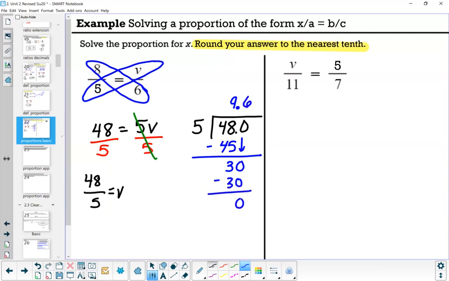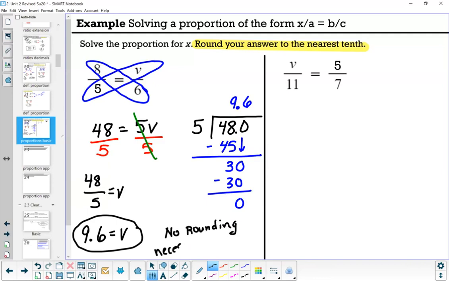So we're done. So that means our answer that we have to put in to have this mark correct is 9.6 equals V. We didn't need to round this because it's exactly 9.6. No rounding necessary for this question. Okay. All right, so let's take a look at the next one.